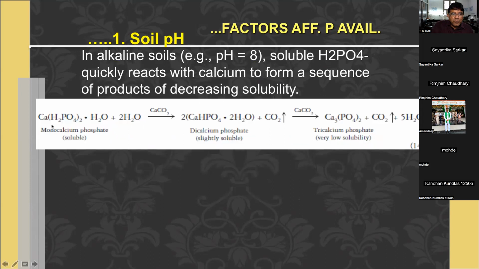In basic pH, it is in the form of monocalcium phosphate, H2PO4, and then in the presence of water, it reacts with calcium carbonate and dicalcium phosphate is made, which can further convert to tricalcium phosphate. So availability will decrease. So please try to remember these reactions also. These are also important. You can practice these reactions and you should know these reactions.